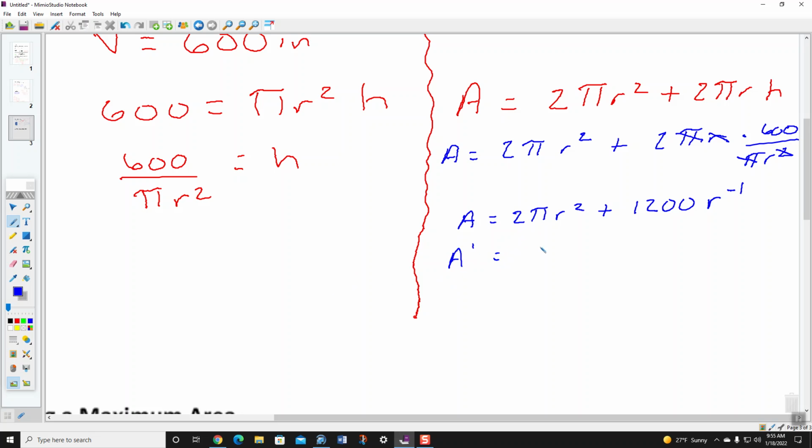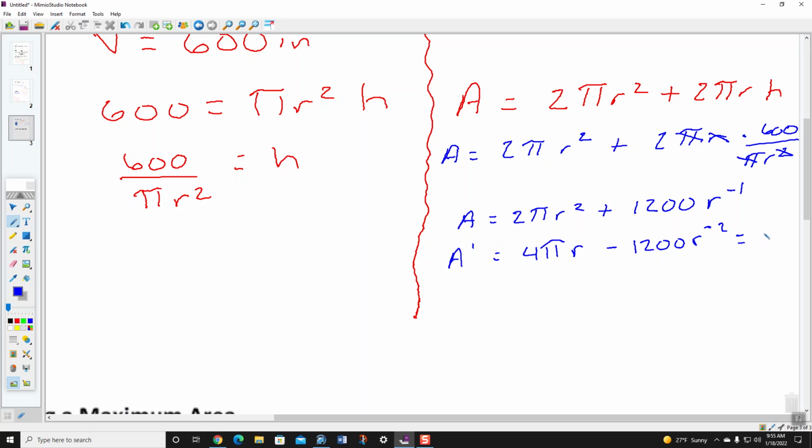2 pi is a constant out front, so the 2 times 2 pi would make what? 4 pi r minus 1200 r to the negative 2. I'll do that next step, okay?